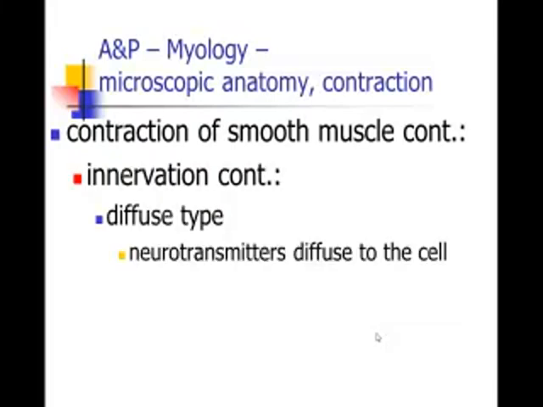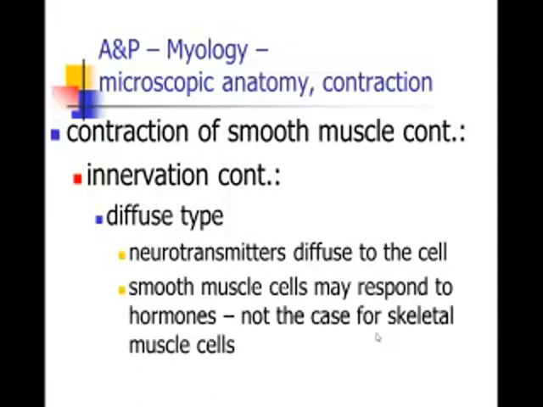The diffuse type, the neurotransmitters diffuse to the cell, and remember that skeletal muscles only contract if they have nerve innervation. With smooth muscles, they don't need nerve stimulation. They can contract because of hormones.